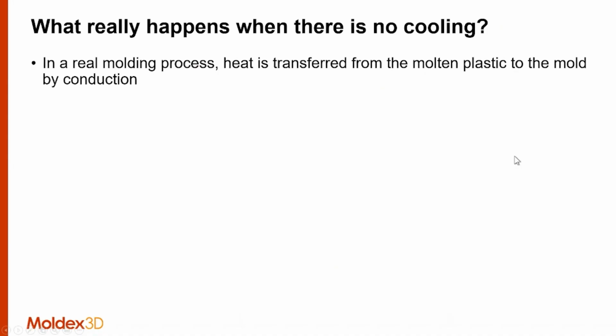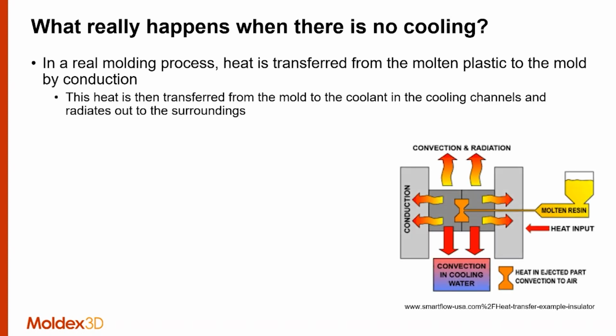So that being said, what really happens when there's no cooling? In a real molding process, the heat is transferred from the molten plastic into the mold by conduction. If we don't consider cooling, then we are essentially neglecting this effect completely. The heat from the mold is then transferred from the mold into the cooling system, which radiates out into its surroundings.